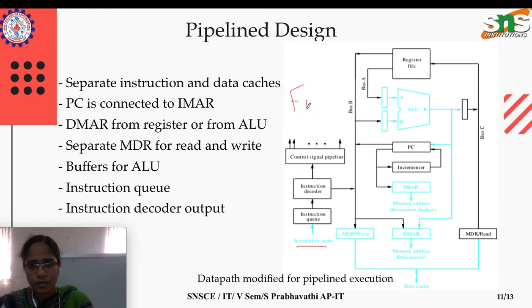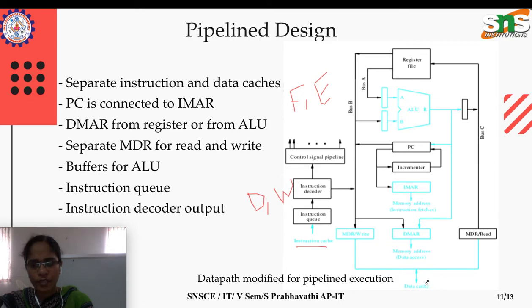The blue line in this picture is all about these two cycles, and black is all about decoding and write. See here in this modified hardware organization for pipeline execution, we have separate instruction cache and data cache. Previously we have seen only the cache memory, where the instruction is fetched from the cache, and of course the operand will also be fetched sometimes from the cache or from the registers.